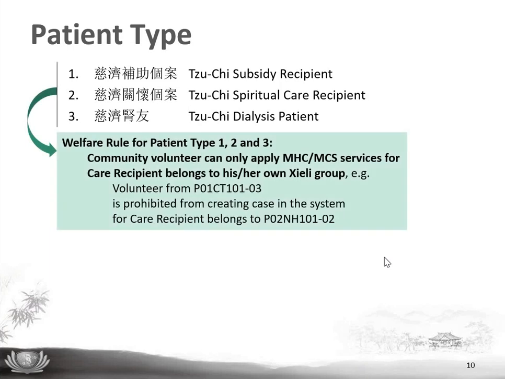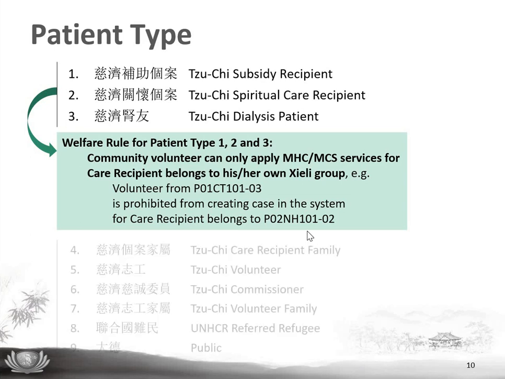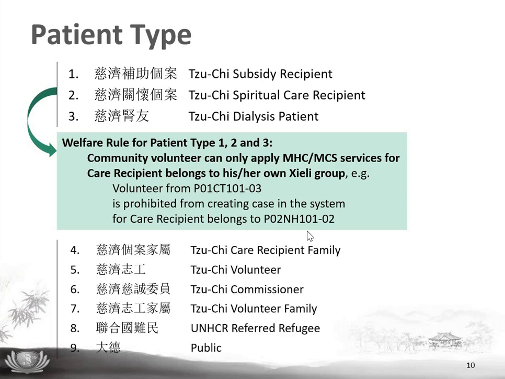Community volunteer can only apply for the care recipient belonging to his or her own CLE group. The volunteers will be prohibited from proceeding with the application in the system when he or she applies for a care recipient registered under a different group. However, volunteers can make applications for Tzu-Chi care recipient family, for themselves or their family, UNHCR referred refugees or public. The welfare rules mentioned earlier are not applicable for patient type 4 to 9.